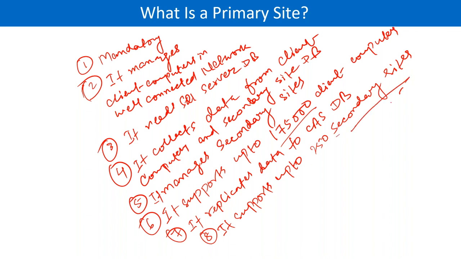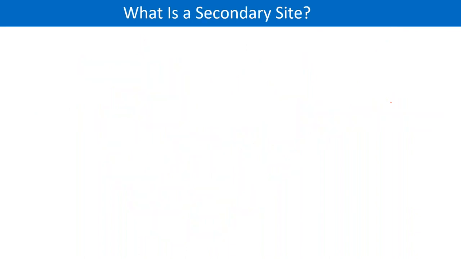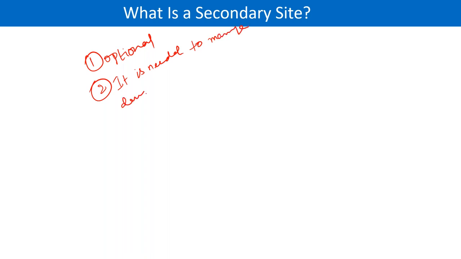Okay. Now secondary site. Secondary site is what? It is an optional site. Point number two, it is needed to manage devices in remote location. Remote location, branch offices. Okay.